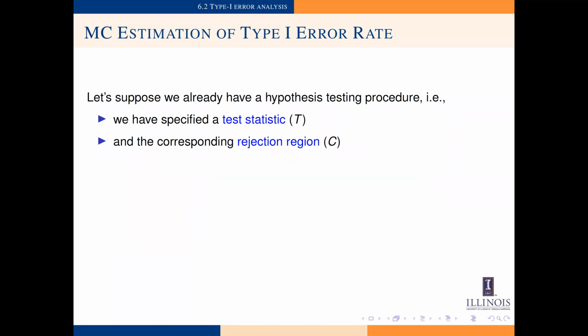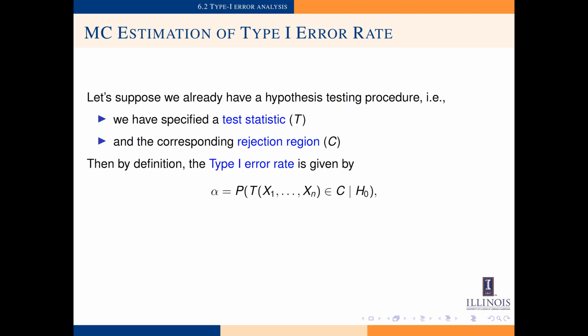Let's first look at how Monte Carlo estimation can be used for the analysis of the type 1 error rate. Suppose we already have a hypothesis testing procedure. In other words, we have specified a test statistic, t, which is a function of our random samples, and we have already specified a corresponding rejection region, or a critical value. For example, for a two-sided test, if the absolute value of t exceeds some critical value, then we reject the null. Or if t is in some particular region, we reject the null hypothesis.